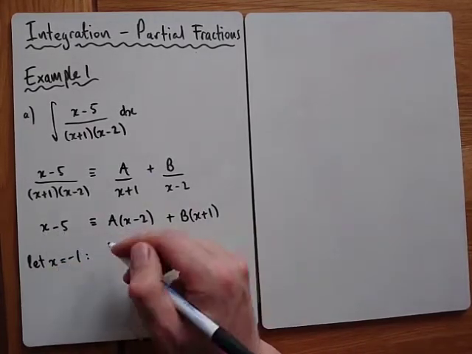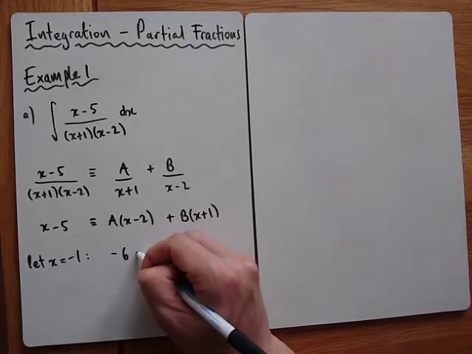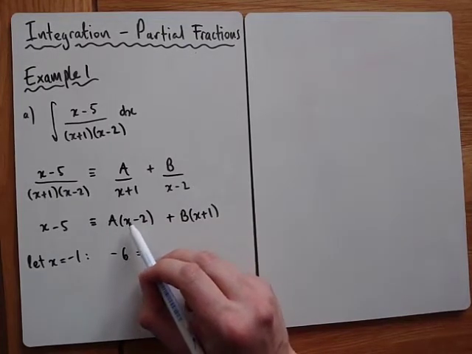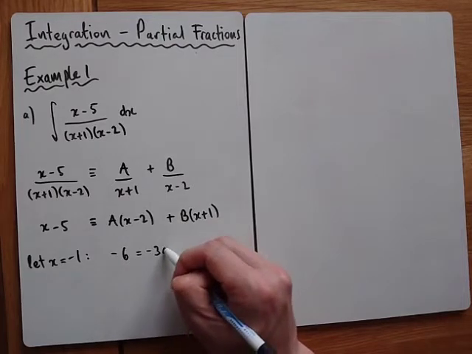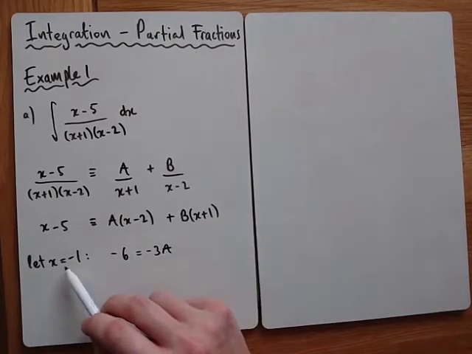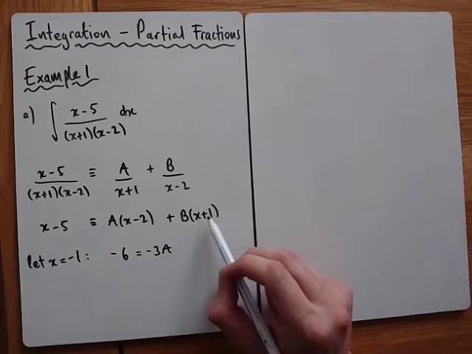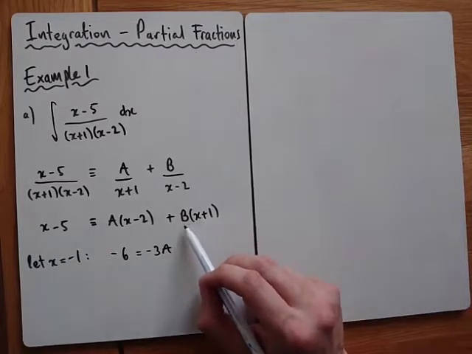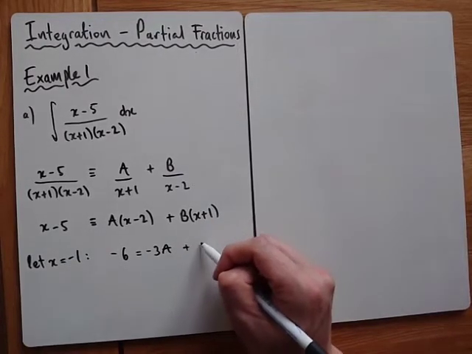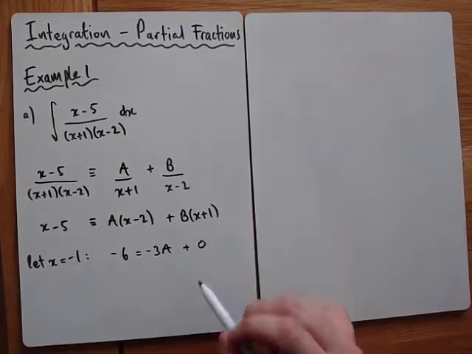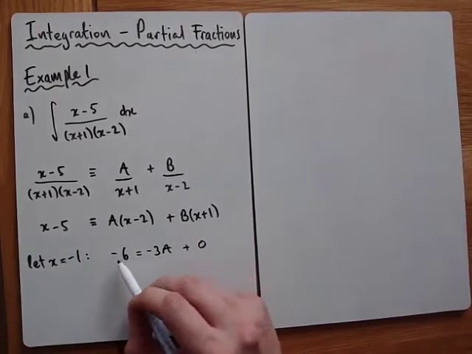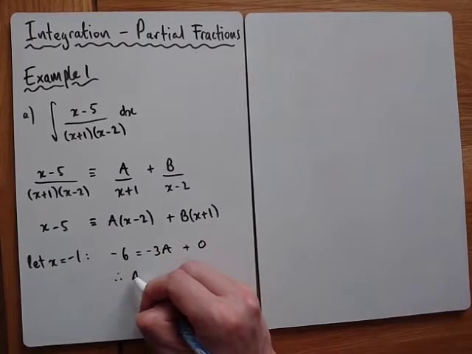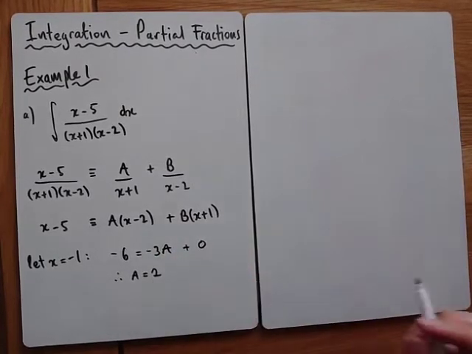We'd have minus 1 minus 5, so that'd be minus 6, which would equal minus 1 minus 2 in this bracket, which is minus 3, so minus 3a. And the whole point is that if we let x equal minus 1, that would become 0 times b. Sometimes I write plus 0 just to clarify that that bracket has disappeared, which is why we've chosen minus 1. So therefore, a would equal 2.